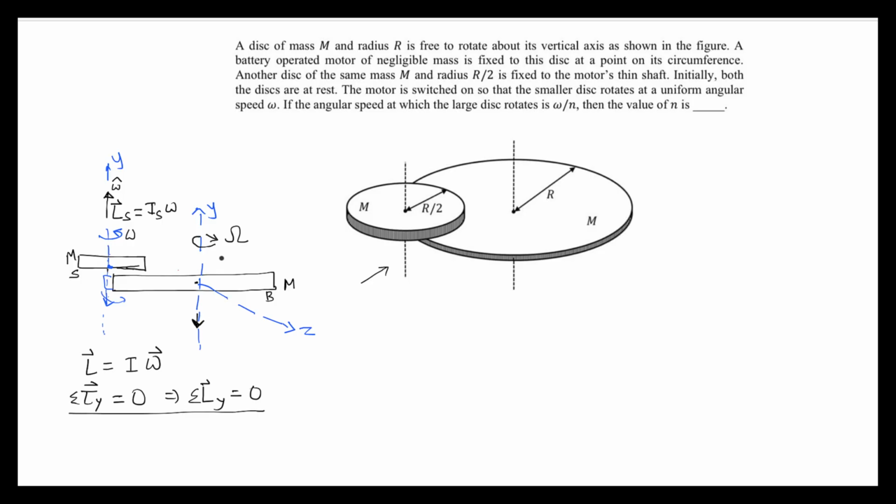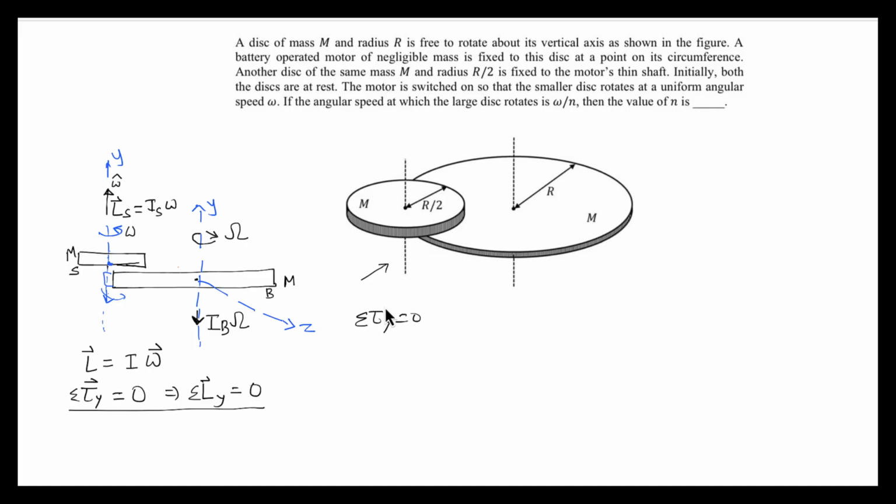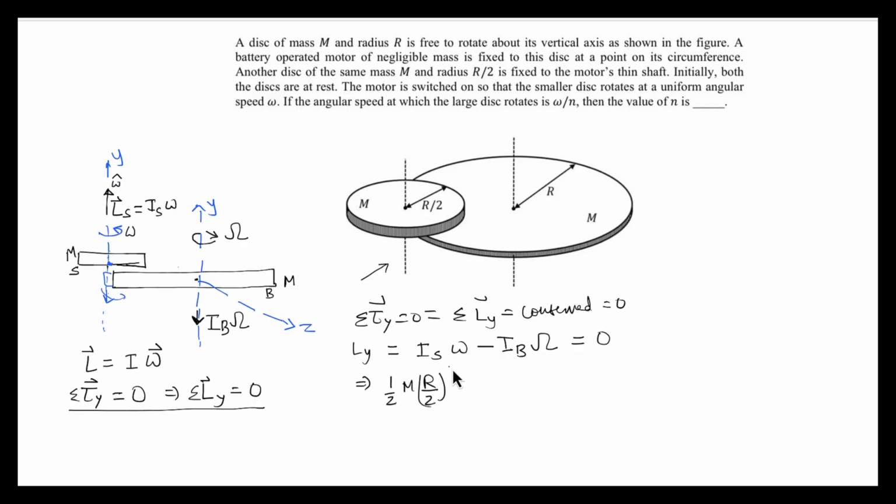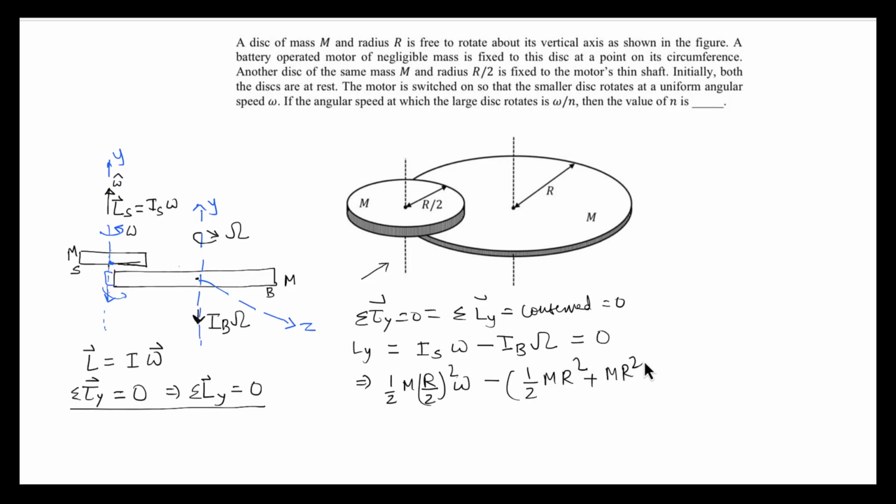So what is the angular momentum because of this disk rotation in the Y direction? This is I, let's say B, and omega. B is for the bigger disk. Since torque in the Y direction is 0, angular momentum in the Y direction is conserved, and the total sum should be 0. So Ly is I for the smaller disk and omega, minus I for the bigger disk and bigger omega, minus because we have taken this in the opposite direction. That should be equal to 0. Is is nothing but half m (r/2) squared, and Ib is half m r squared plus m r squared, because we need to take this mass also, and omega equal to 0.